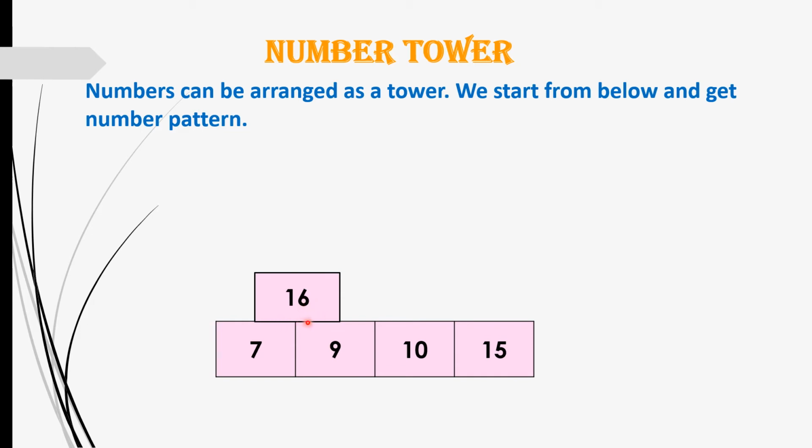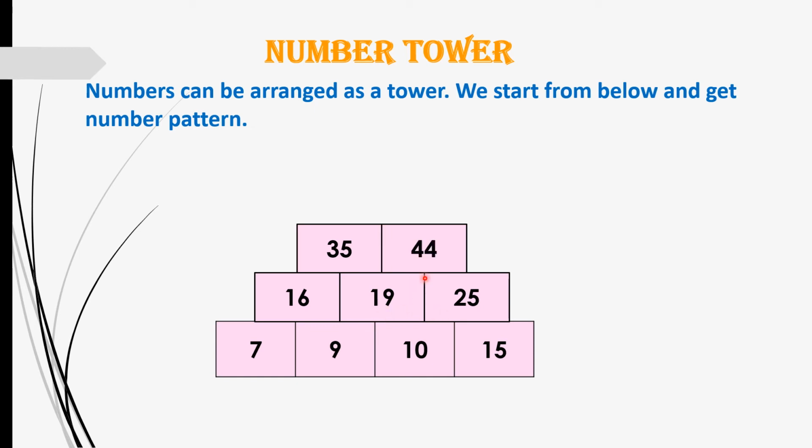Then I am going to add 9 and 10 and write 19 just above 9 and 10. Then I am going to write the sum of 10 and 15 just above it, and that is 25. This is my first level, where I have written 16, 19 and 25. Then I'm going to add 16 and 19 and I'll write 35 just above 16 and 19. Then I'm going to add 19 and 25 and the answer is 44, which I am going to write on the second level.